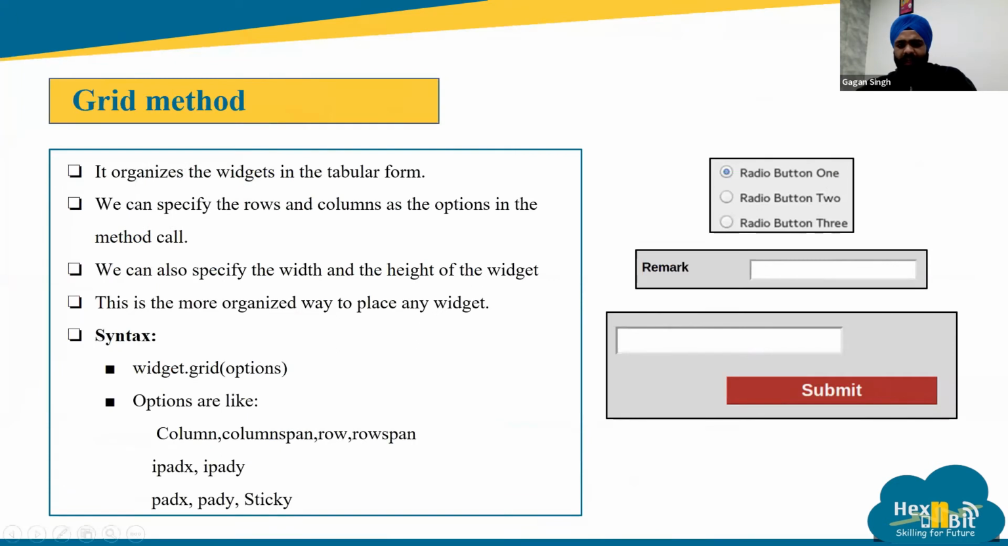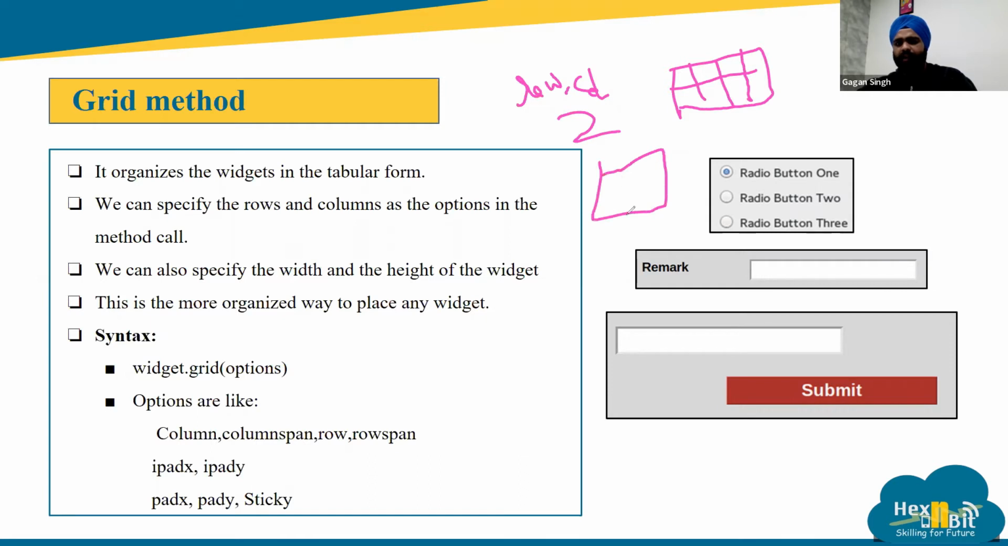Grid is used as a combination of rows and columns. If you have a GUI screen, depending upon the number of widgets you have, you can divide the screen in the form of a row-column pattern. In general, if you are using 2 widgets, you can create a 2 cross 2 matrix, 2 rows and 2 columns, and you can place widgets in any of these places. The entire screen will be divided into a 2 cross 2 matrix.